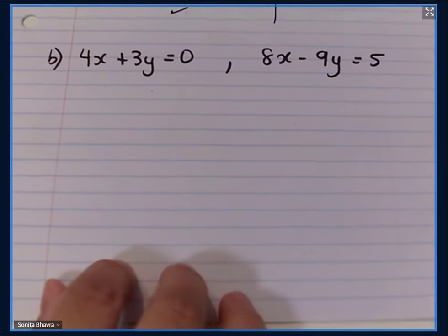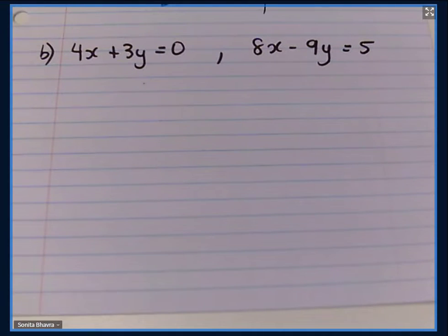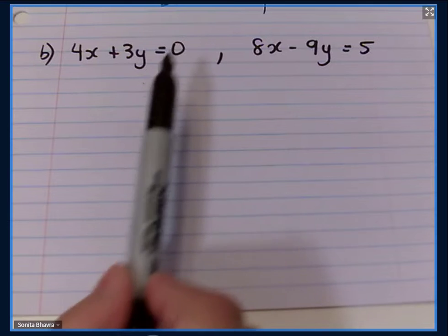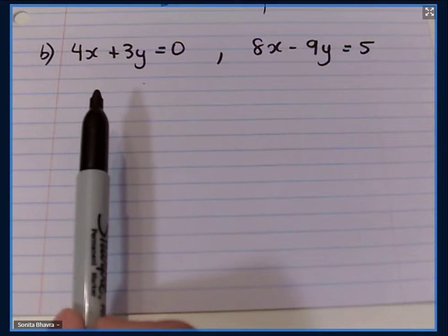All right, so our next example, we have our two equations. We have 4x plus 3y equals 0, and 8x minus 9y equals 5. Again, you want to choose the simpler equation and express one variable in terms of the other. This one looks simpler. There's a 0 here. It'll be simpler to rearrange.